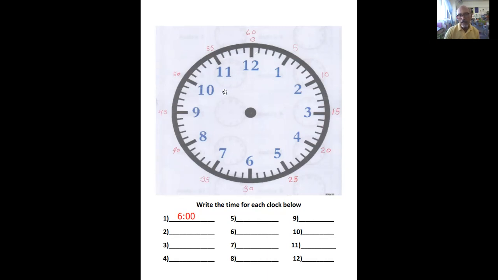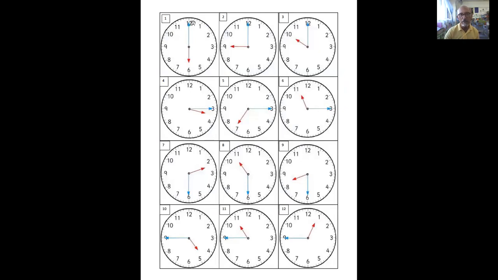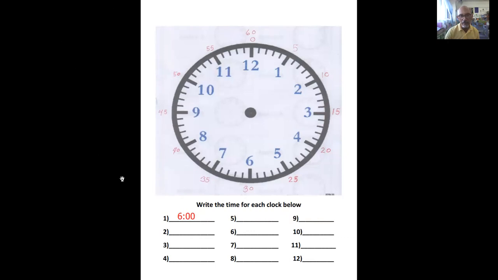So if we're looking at the hands of the clock and we're reading the minutes, and the minute hand is at number 12, that just means that it's 00, okay? So look at the first clock. The first clock here has the minute hand on 12, the hour hand on 6. So you would write that time as 6 o'clock. Okay, 6 o'clock.